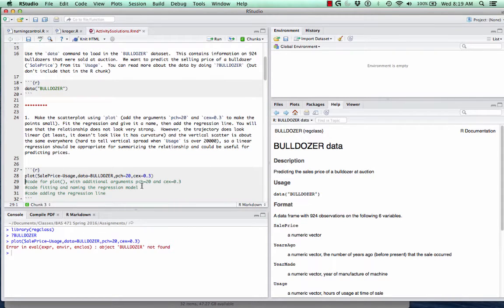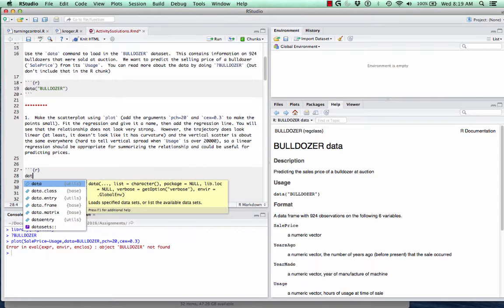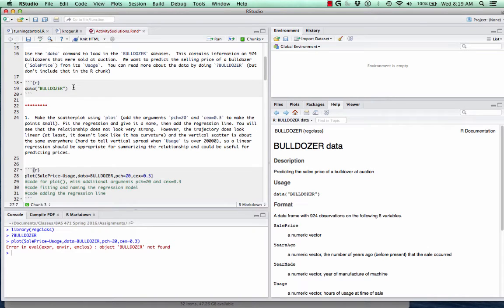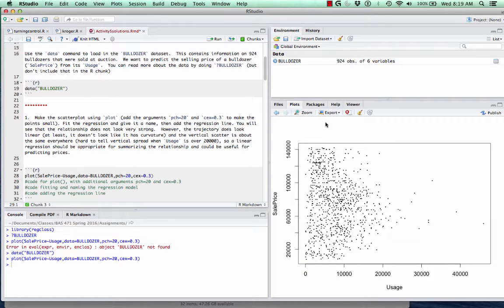I've got to actually run the data bulldozer command, load that up. Now it's inside, and now I can actually make the plot. All right, so here's our relationship, and we'll see that the relationship doesn't look very strong. I don't see much of a pattern at all. I don't see much of a trajectory of the stream of points. It looks pretty flat here. But, you know, there's no curvature.